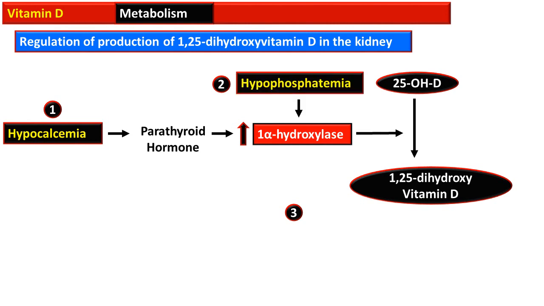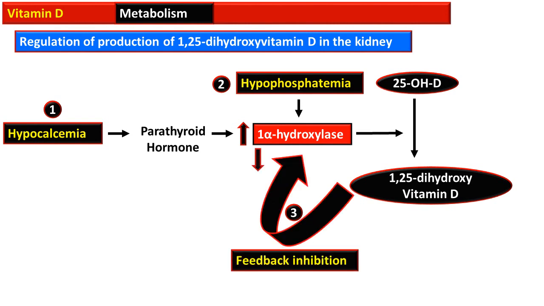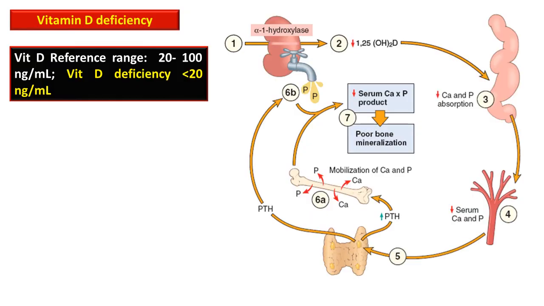And if there is hypophosphatemia, this is another mechanism, it also increases the activity or expression of alpha-1 hydroxylase, which is responsible for the conversion. Then if the conversion is enough, it is going to inhibit the release of alpha-1 hydroxylase, and so the conversion is stopped, and the alpha-1 hydroxylase concentration is also decreased.